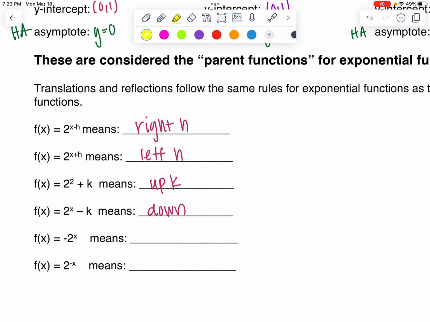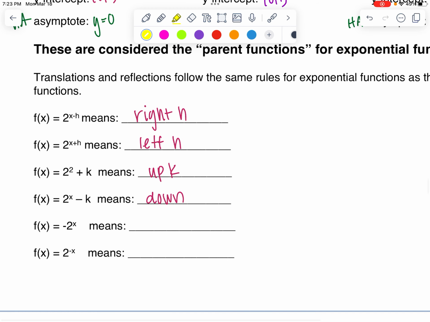And then same thing when we're flipping over the x and the y-intercept. If it's outside and not touching the x, this one's actually going to be flipping over the x-axis. This one is attached to the x, so it's kind of the opposite. We're going to flip over the y-axis.